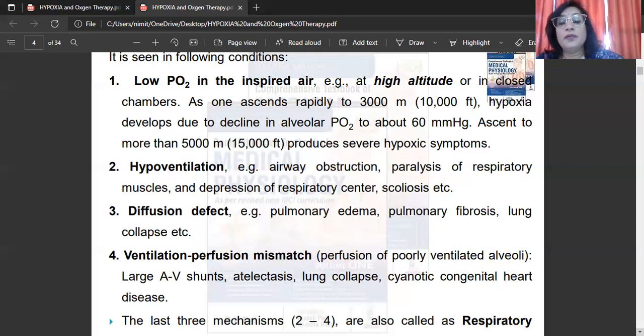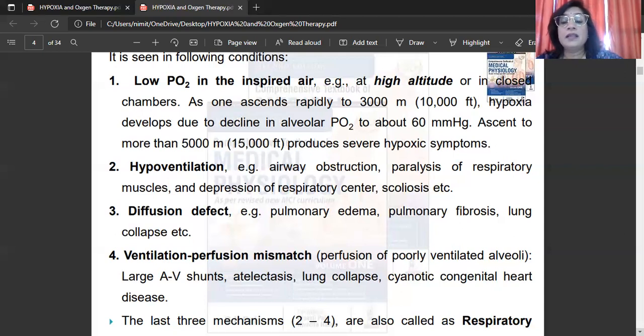Whenever the perfusion of poorly ventilated alveoli is affected, in which conditions does that happen? Large effusions, atelectasis, lung collapse, or cyanotic congenital heart disease.